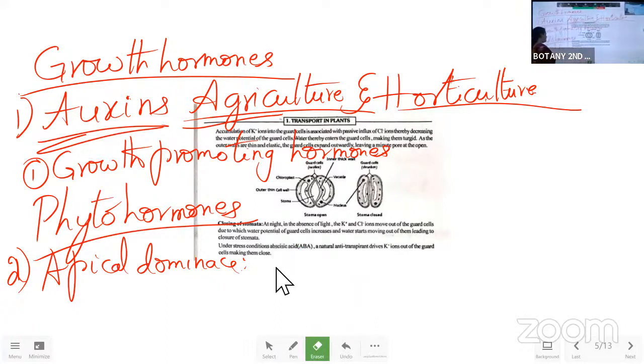Okay, and the next one is, with this, the stem length can be increased a lot, and the branches, sub-branches, and the other parts are going to be less in the plant body. The formation will be less. And the next point.